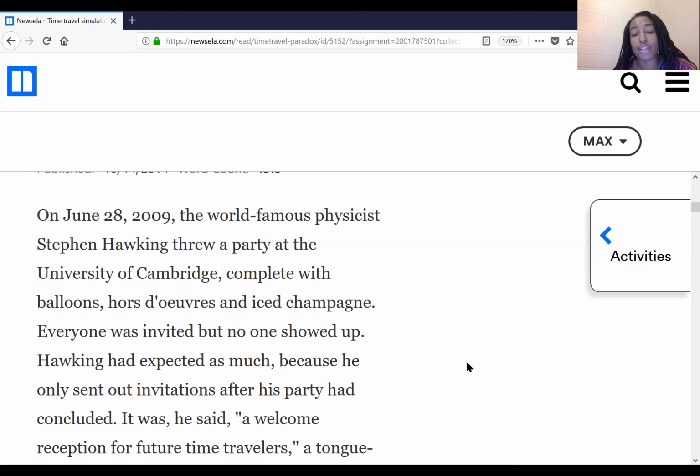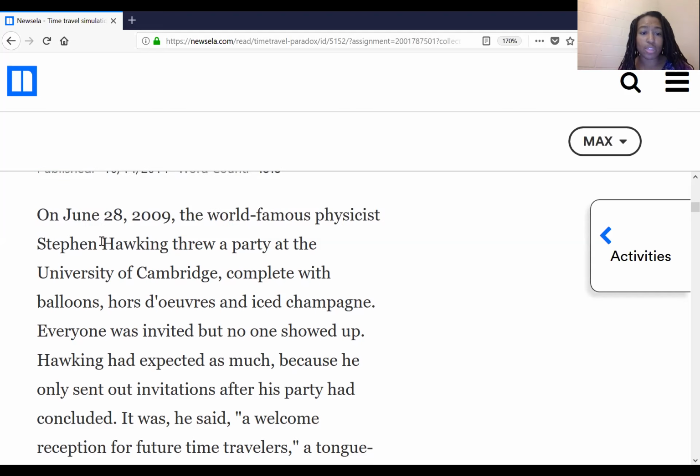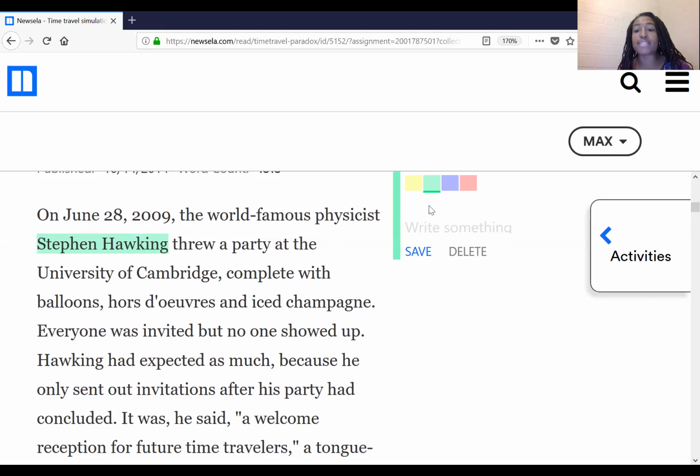On June 28, 2009, the world famous physicist Stephen Hawking threw a party at the University of Cambridge. I'm going to highlight that, Stephen Hawking, not the whole thing. I just want Stephen Hawking. And I'm going to make it green because that is a text-to-text connection.